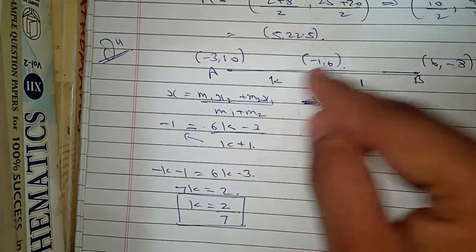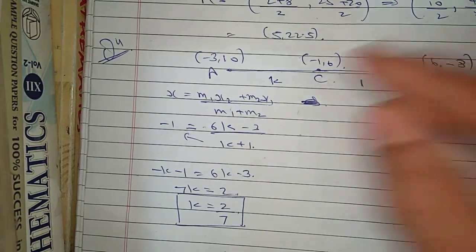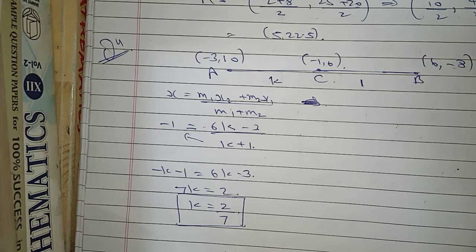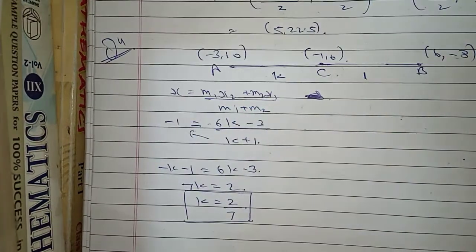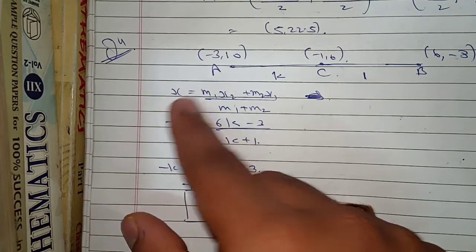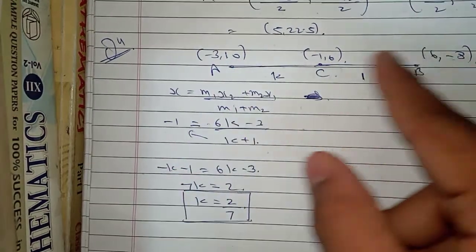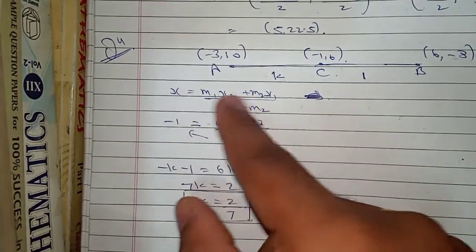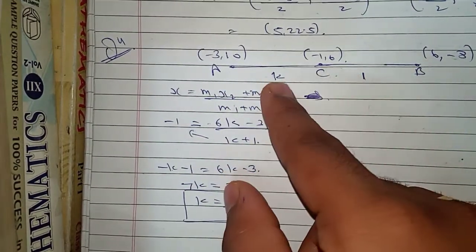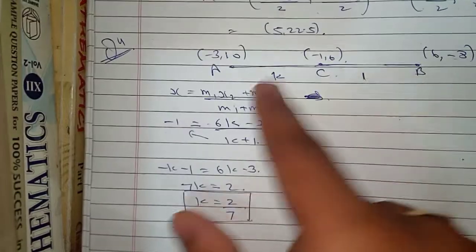We have to find the ratio, we don't know it, so I will take the ratio as k:1. Always we have to take k:1 when the ratio is not given. Clear? Now if I apply the x formula, (m1 x2 + m2 x1) upon (m1 + m2), what is the value of x? Here x1, x2, y1, y2, x, y. Now the value of x is given: -1 equals m1 x2, this one is m1, this one is m2, so 6 into k is 6k, 1 into -3, upon m1 + m2, that is k + 1.